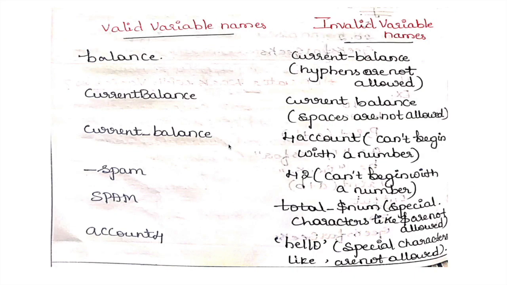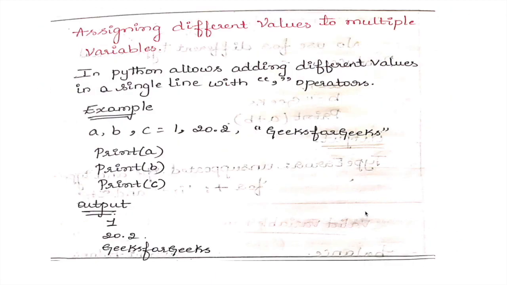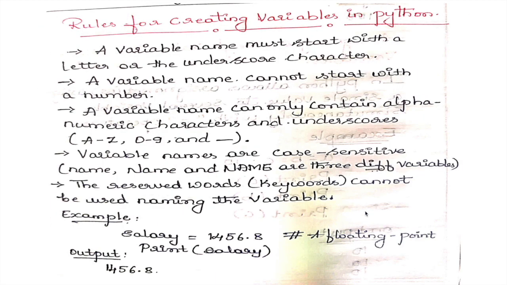You can see here total underscore dollar num. No, this is invalid. Why? Dollar is a special symbol. That's why it's an invalid variable name. So whenever you want to create a variable, you should create it from this set. What is that? Either from A to Z, 0 to 9, or underscore. Special symbols are not allowed while creating a variable.